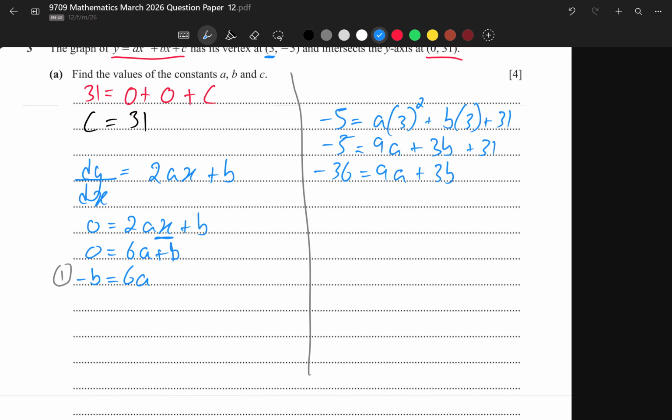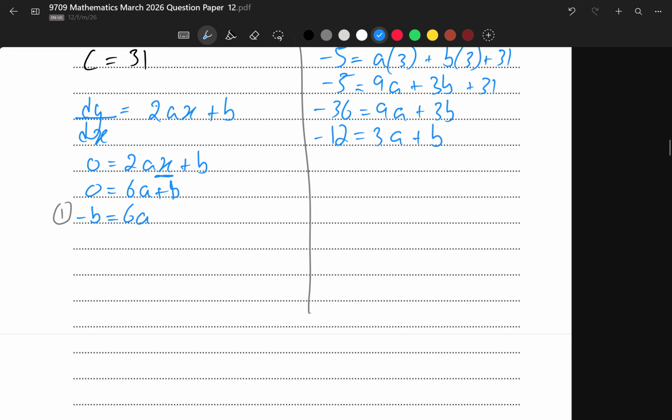Now if we take 3 common from all of these values, we'll get minus 12 is equal to 3a plus b. Now if we shift this b to this place and then shift minus 12 to this place, we'll get minus b is equal to 3a plus 12. So we have got our second equation here.